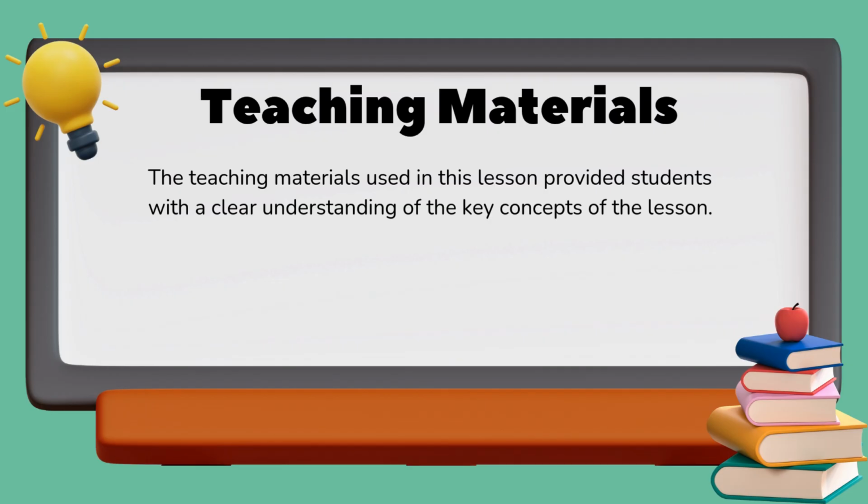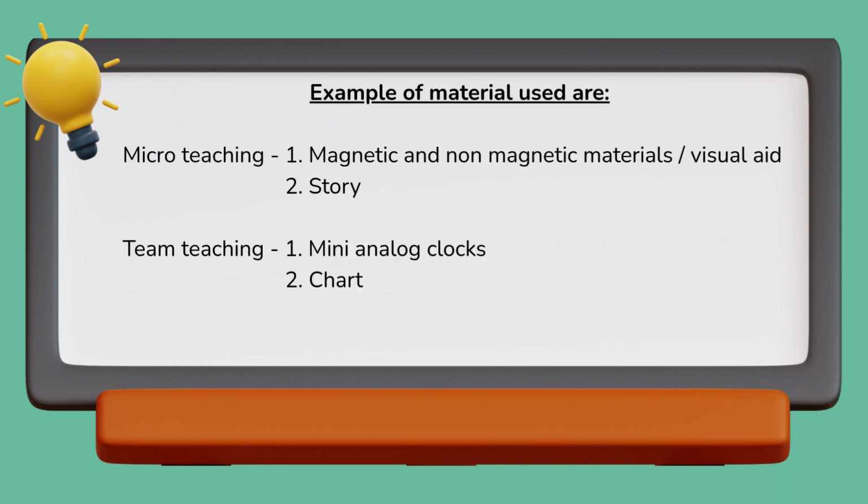Teaching materials. The teaching materials used in this lesson provided students with a clear understanding of the key concepts of the lesson. Examples of the materials that are used. In my micro teaching lesson, I used magnet and non-magnetic materials and visual aids. I also used a story to convey the lesson. In my team teaching, I used mini analog clocks and a chart that helped my students to better understand time.